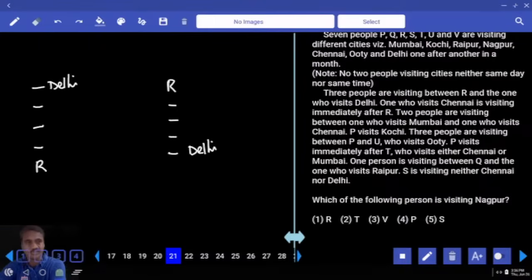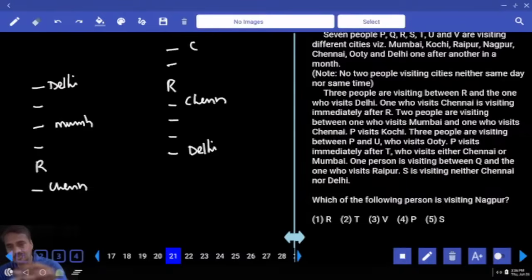R and the one who visits Chennai, visiting immediately after R. Immediately after R, who is at one? Chennai. The next one, only 2 people visiting between Mumbai and Chennai. Now between Mumbai and Chennai, there must be exactly 2. Now Mumbai is at this place. Mumbai and Chennai, there must be exactly 2.